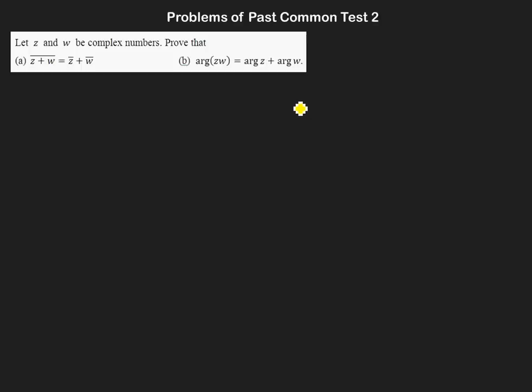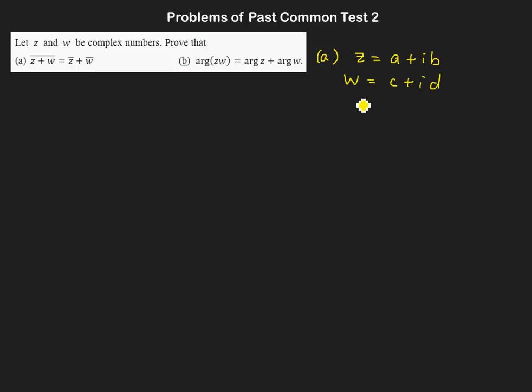Right, this is a proving problem, and let's do part A. It's pretty straightforward. We always start by letting Z and W be something. So in this case, I'm going to let Z be a plus ib, and let W be c plus id.